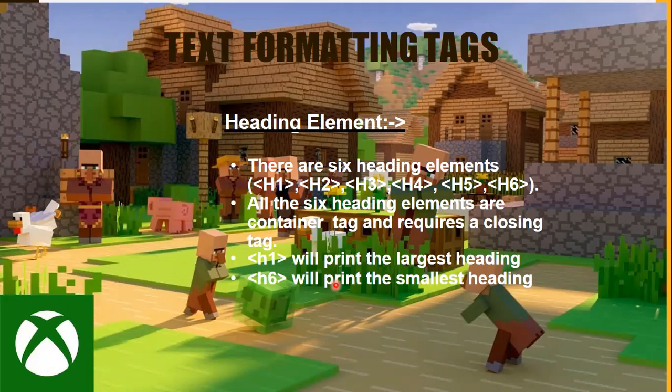So, heading elements. Any document starts with a heading. You can use different sizes for your headings. HTML has 6 levels of headings which use the elements H1, H2, H3, H4, H5, H6. While displaying any heading, the browser adds one line before and one line after that heading. And all these 6 heading elements are container tags. They have the opening tag as well as the closing tag.